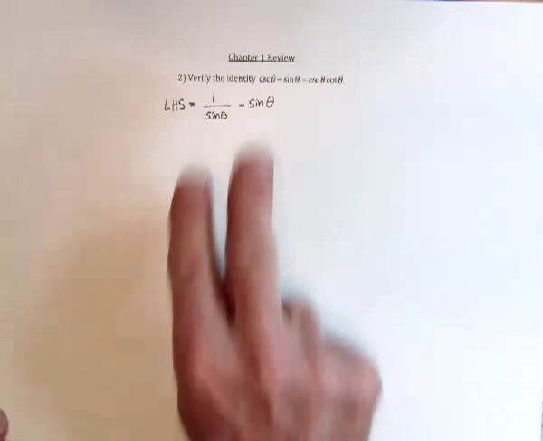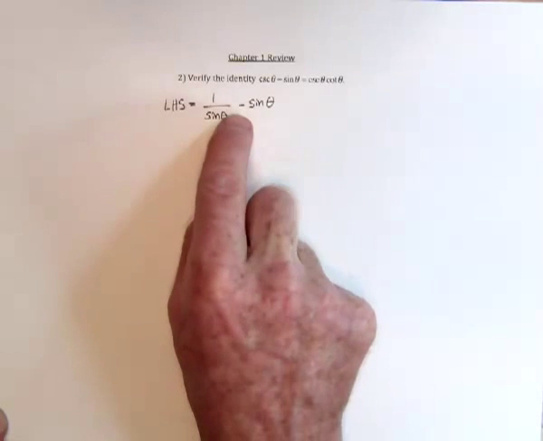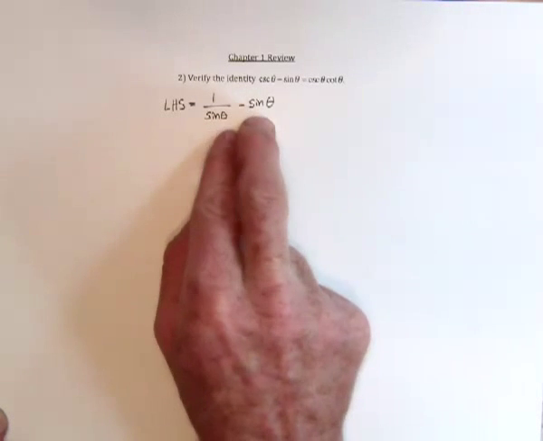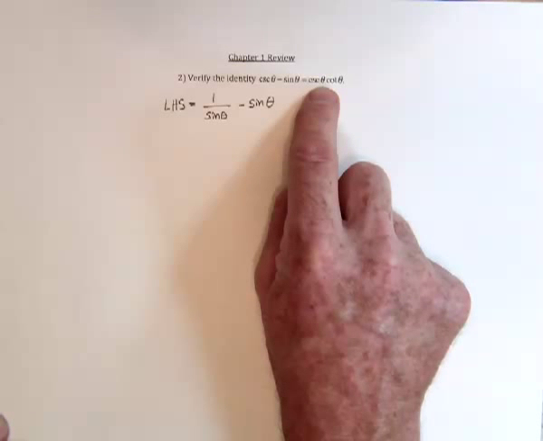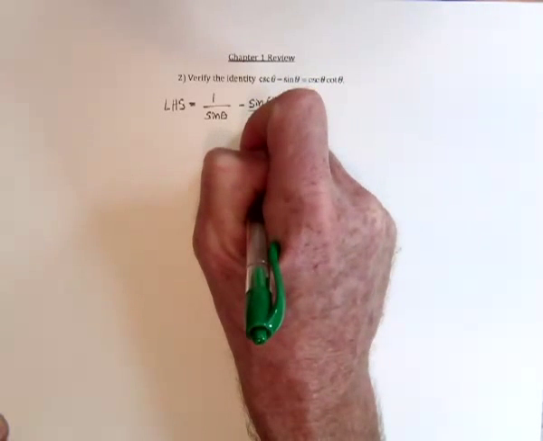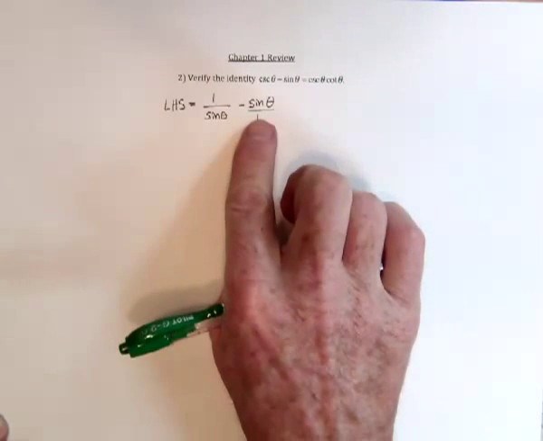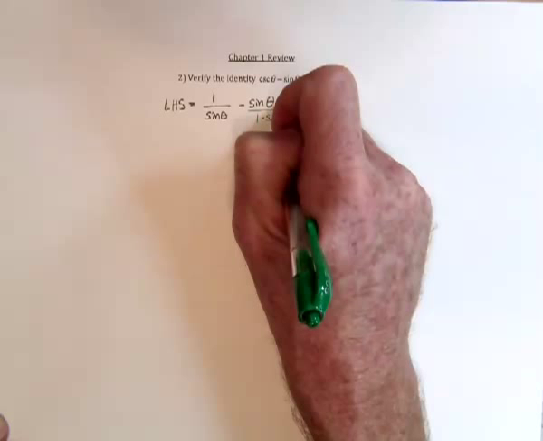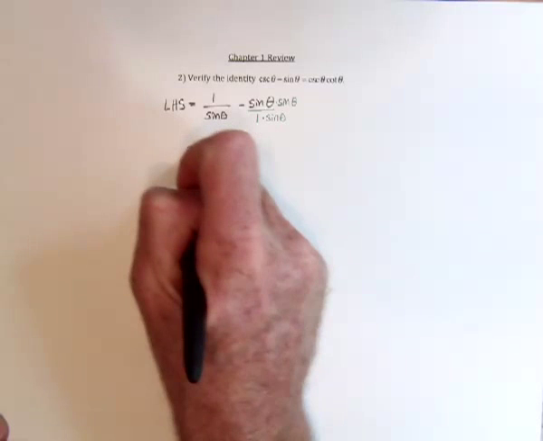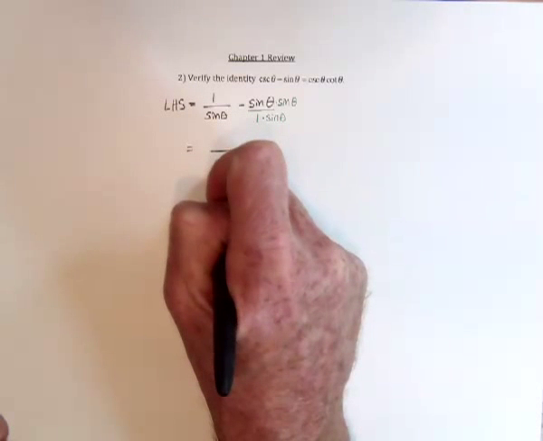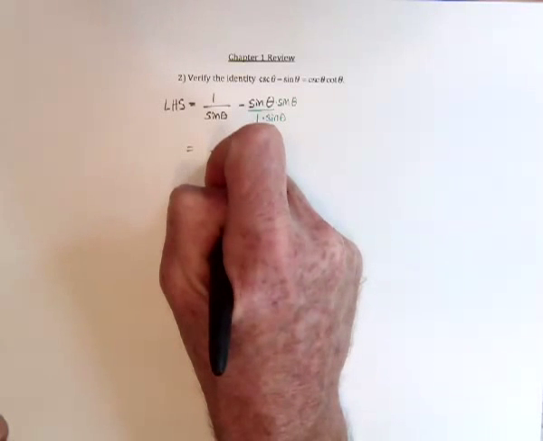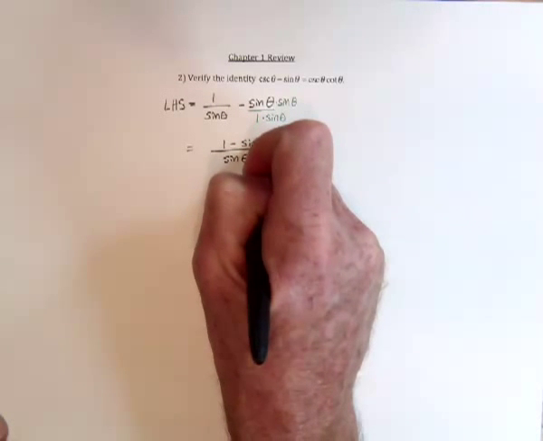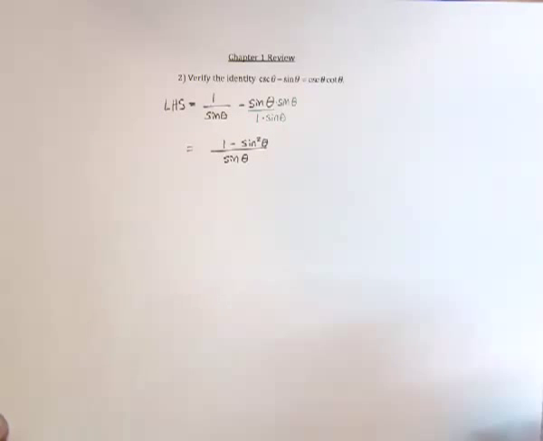And this has two terms separated by subtraction. So I need to combine these two terms so that there's no more subtraction somehow. Well, to combine them, I need a common denominator. So for the second one here, I can multiply on the top and the bottom by sine of theta so that I have sine of theta in the denominator. And then I can combine them as one fraction with sine of theta as the denominator. And it turns out that 1 minus sine squared is the numerator.